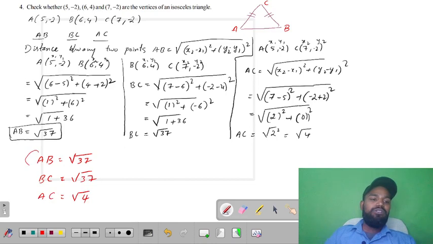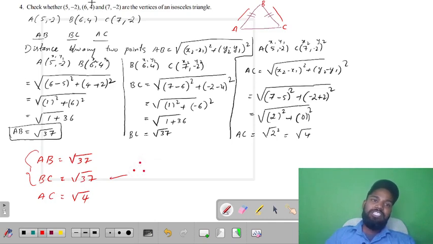So here two sides are equal, yes or no? AB equals BC. So AB and BC are equal here. Yes. See here, AB, BC. This side is equal to this side. AB equals BC, both are the same value we are getting. So we will say this is an isosceles triangle. Therefore you can write like this.